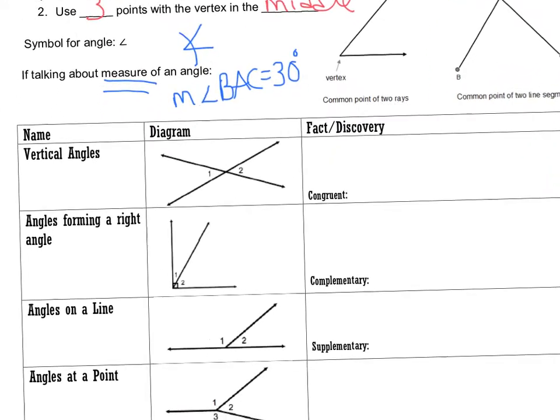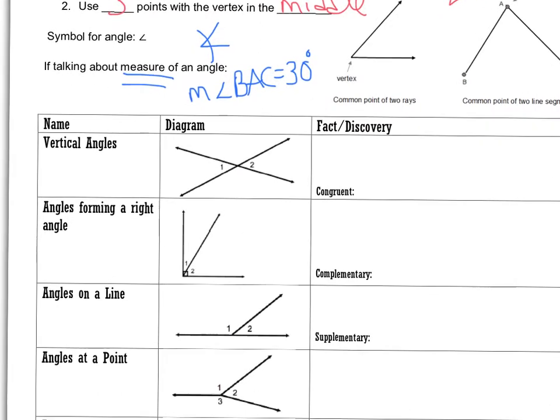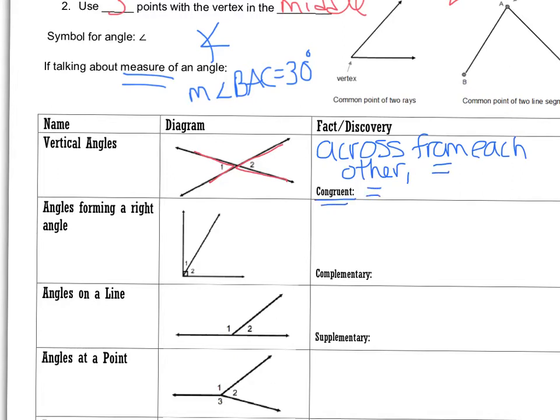Vertical angles are directly across from each other. So in this case, angle 1 and angle 2 are vertical. They're formed when you have two straight lines intersecting. So they're across from each other, and we know that they are equal. Another word for equal is just congruent. So sometimes you'll hear me say, in this case, angle 1 and angle 2 are congruent. That means that they are equal.